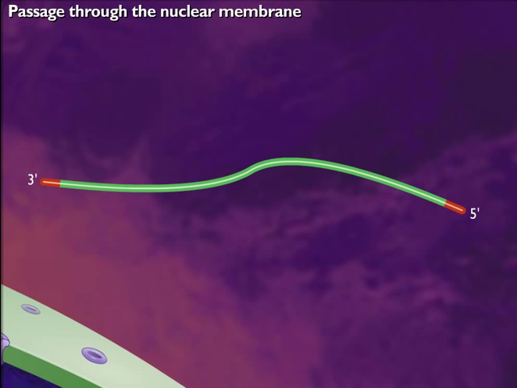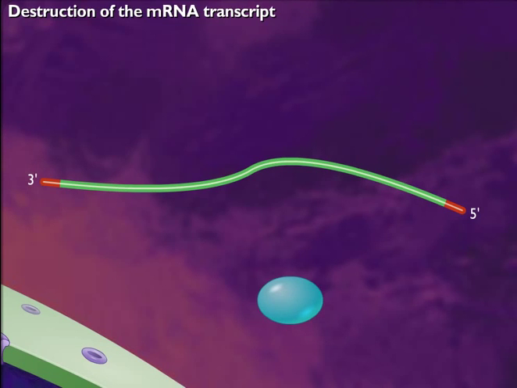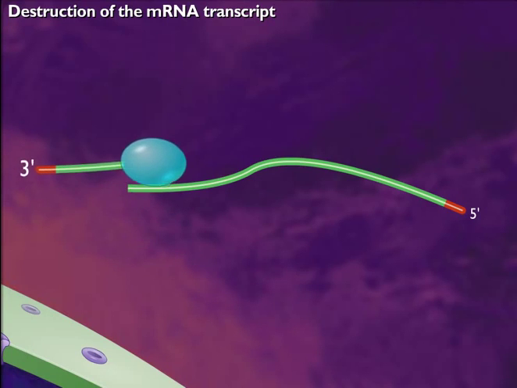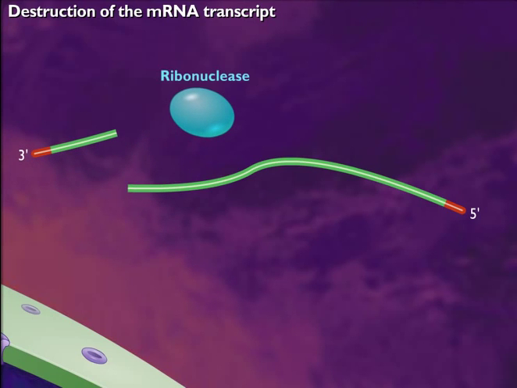Many enzymes degrade mRNA. For example, specific nucleotide sequences near the 3' end may make mRNA targets for ribonucleases. Gene expression can be regulated by modulating the degree to which the transcript is protected or degraded.